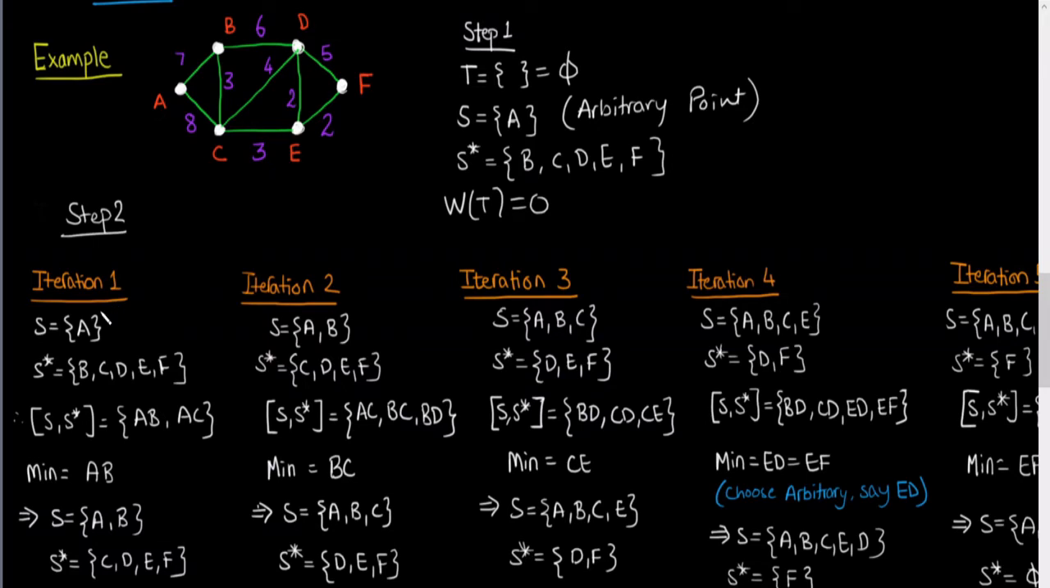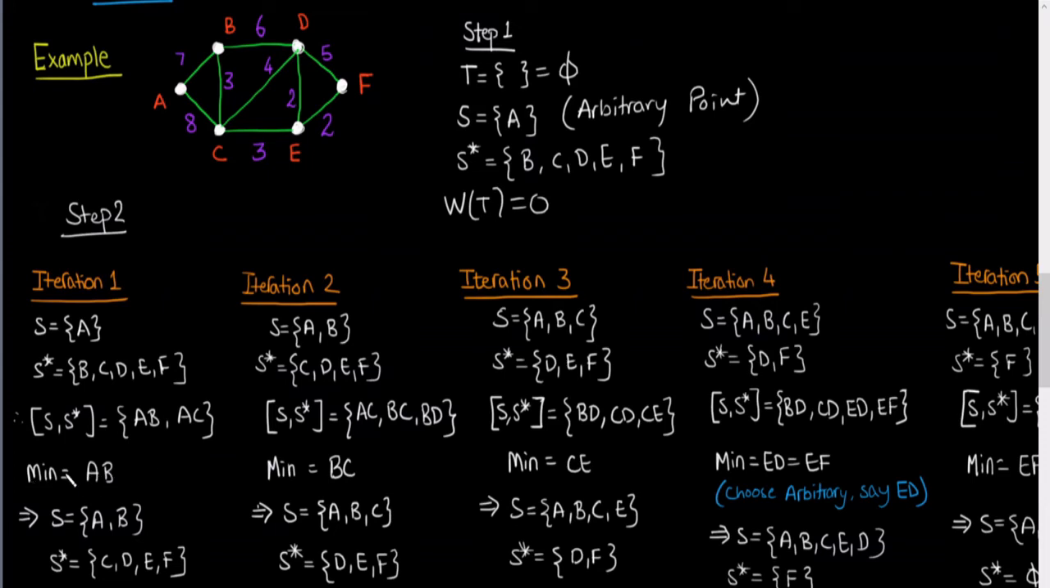Okay, so first of all, my iteration 1, I see that my S is A and my S star is B, C, D, E, F. So S comma S star will be all the set of edges from the points in S to the points in S star. So I've got point A in my set S and points B, C, D, E, F in my set S star. So all the possible edges starting from A to any of these points will come in this S comma S star set. So we see that A is connected to B and A is connected to C. So our S comma S star set will be the set of edges AB and AC.